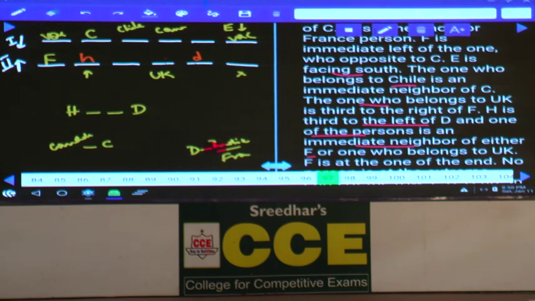Either F key, lack of the UK key monarchy adjacent. Can I claim a period through UK adjacent? Are you getting this one or not? Yeah, there are two possibilities. H can be here, D can be here. Or H is here, D is here.